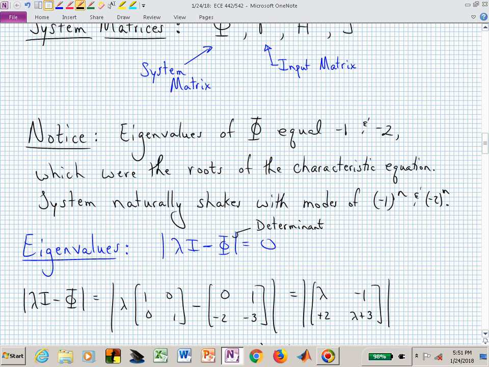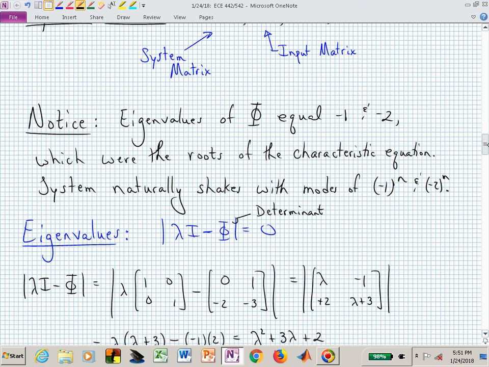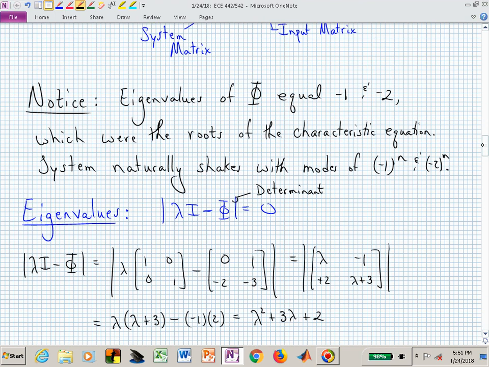Can you convince yourself that it doesn't matter? It's equal to 0, so you could add and subtract those quantities and put it on the other side, and then you have phi minus lambda I. Its determinant. And the determinant of a 2 by 2 is simply the product of the diagonals minus the product of the off diagonals, which in this case is lambda times lambda plus 3 minus the product of those two off diagonals.